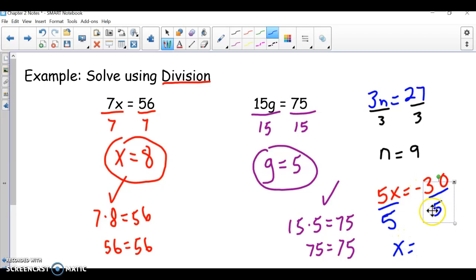Negative 30 divided by positive 5 is negative 6. So there will be some problems today where you just need to be a little bit careful of your positive and negative values, your negative signs when you multiply and divide. Okay, now we'll go on to the next and last page of the notes today.